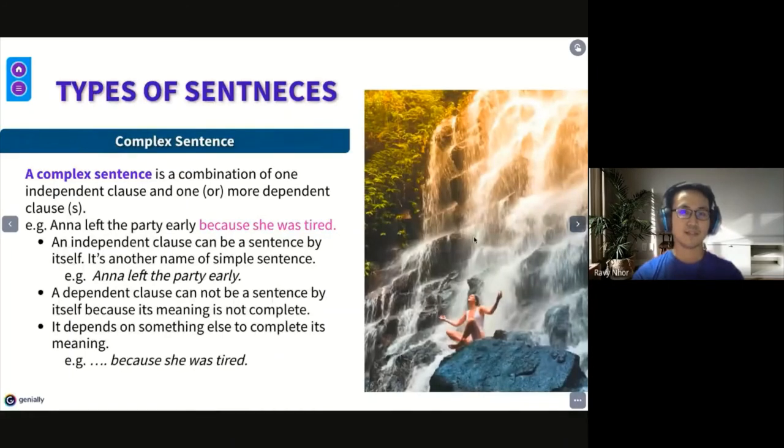A complex sentence is a combination of one independent clause and one or more dependent clauses. Example: Anna left the party early because she was tired.